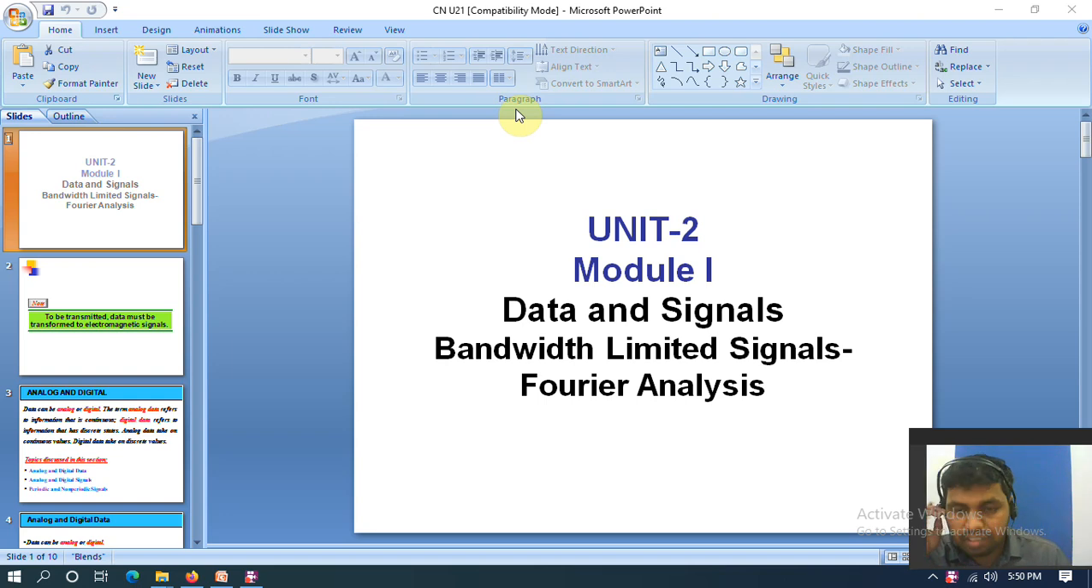So today we need to discuss module 1 in unit 2. The topics are data and signal, and next, bandwidth limited signals and Fourier analysis. Before going to these topics, we need to discuss unit 1 once again.